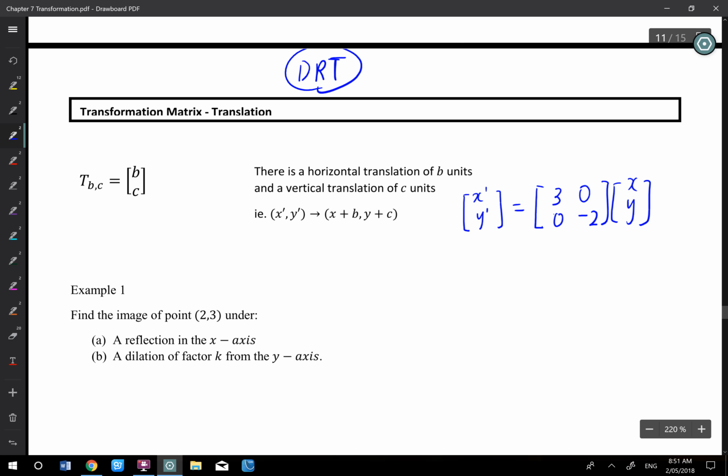Unless you have brackets, if you want a transformation to happen first, you need the bracket. But I think it will be easier for you to do it by DRT order. If the question gives you a transformation matrix, it might not be in DRT order, but I'll show you that. But when you are trying to write a matrix, you need to follow DRT order.